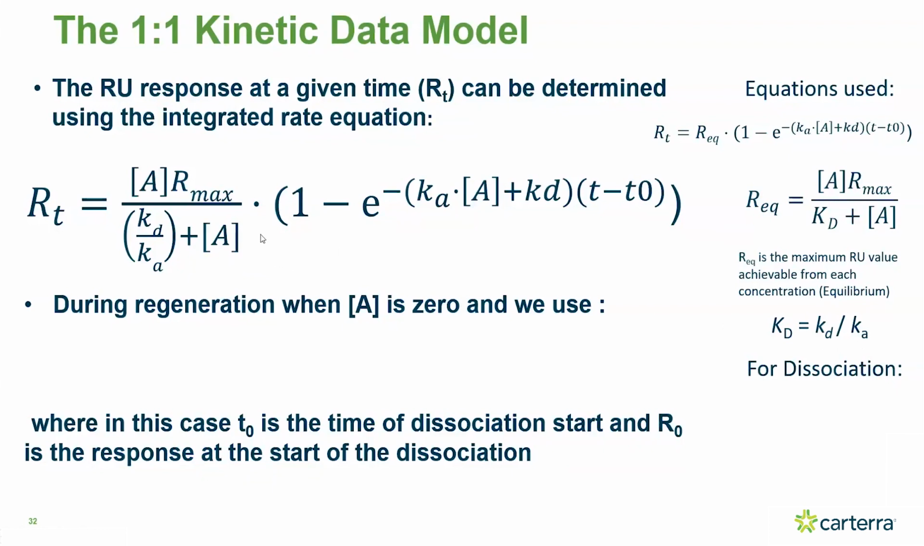In this, you can see there's 3 parameters that we float during a fit. There's the off rate, the on rate, and the Rmax parameter. So those are all global parameters to fitting the data to all of the sensorgrams. And the known parameters then would be the time and the analyte concentration. I should say during dissociation, when the concentration of A is 0, the equation simplifies to where we just have the response at a given time and then the off rate parameter with the delta T.